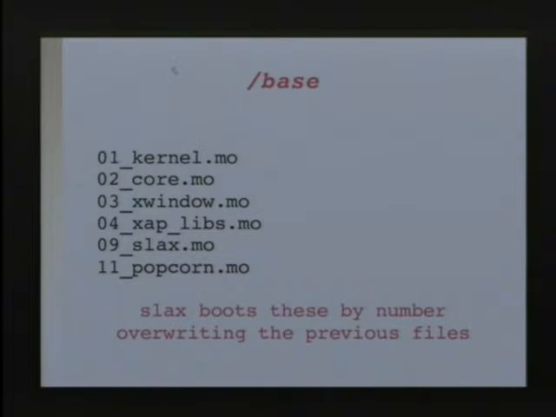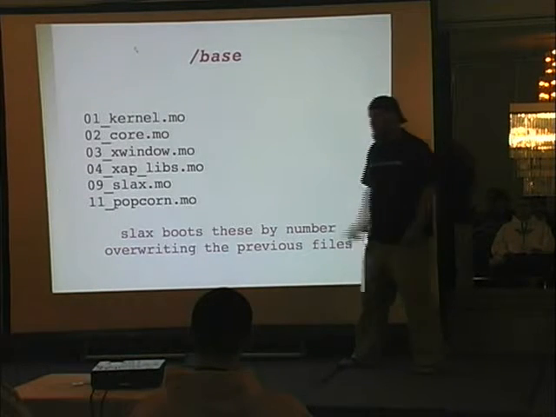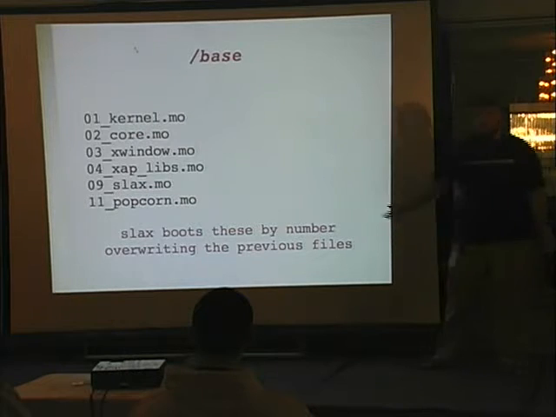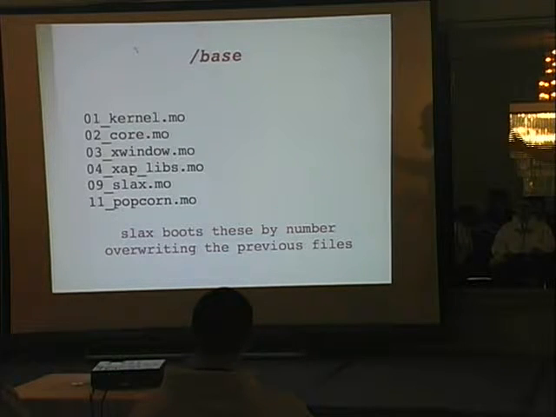Base goes numeric and then alpha, alphabetically. So it goes like that. And if kernel or core.mo has a file and slax.mo has the same exact file, because slax.mo is loaded after core, it'll overwrite core. So you have to open these up and edit them. If you want to change some file in there, you just have to add it into your own module and number it a higher number.